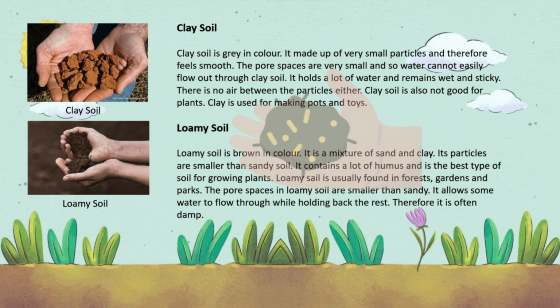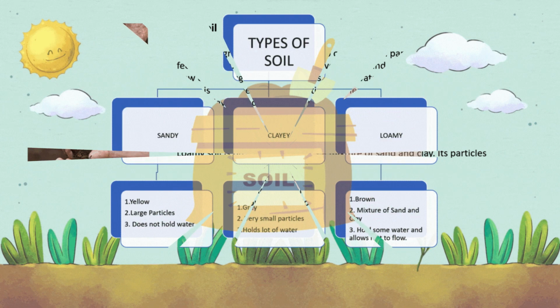Loamy soil. It is brown in color. It is a mixture of sand and clay. Its particles are smaller than sandy soil. It contains a lot of humus and is the best type of soil for growing plants. Loamy soil is usually found in forests, gardens and parks. The pore spaces in loamy soil are smaller than sandy. It allows some water to flow through while holding back the rest. Therefore it is often damp.